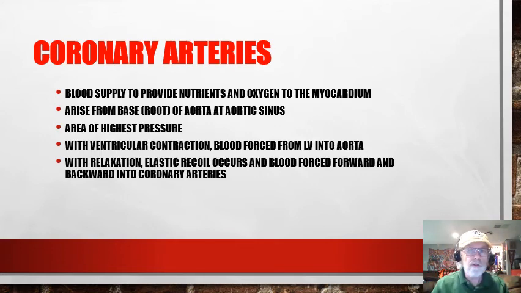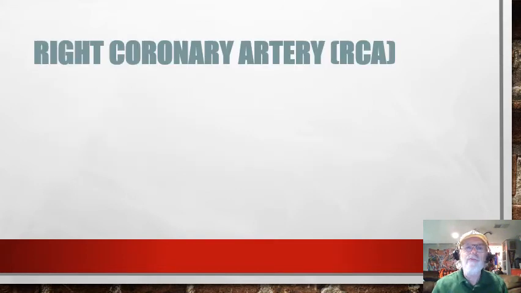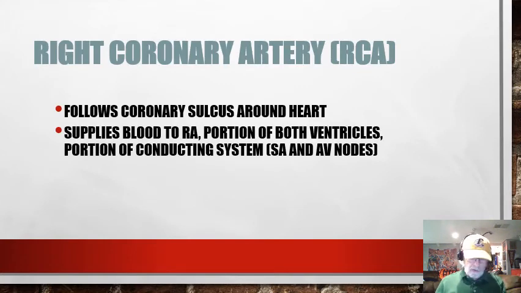So they get that double circulation like I talked about before, which is sort of a cool mechanical thing. The right coronary artery basically follows along the coronary sulcus, which is that groove between the atrium and the ventricles, from the right side of the aorta around to the back side of the heart. And it supplies blood to the right atrium, part of both ventricles, and the conducting system, which is really important.